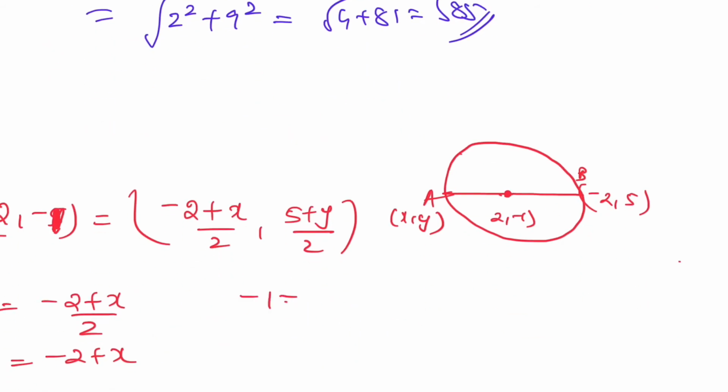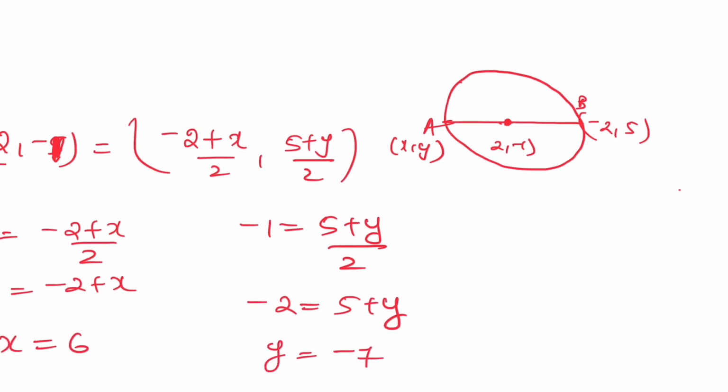Similarly, minus 1 is equal to (5 plus y) by 2. So minus 2 is equal to 5 plus y. y is equal to minus 7 you will get. So you get the point (6, minus 7). Hope it's clear, children.